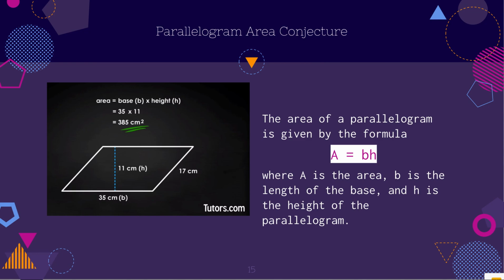Next type, hopefully you labeled this when we asked what type of quadrilaterals do you know. Next formula we have here is the parallelogram formula. The area of a parallelogram is given by the formula base times height, which is again the same formula we had for the rectangle, but it's slightly different. A represents area, B is the length of the base, and H is the height of the parallelogram. Now, what makes base and height different about a parallelogram versus, let's say, a rectangle?